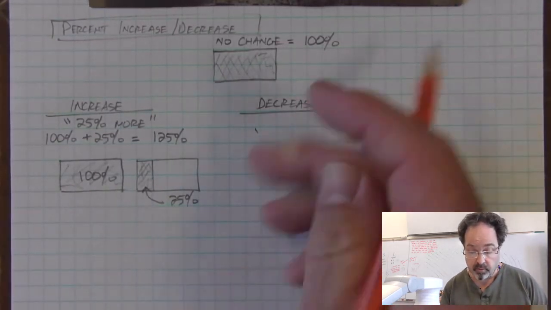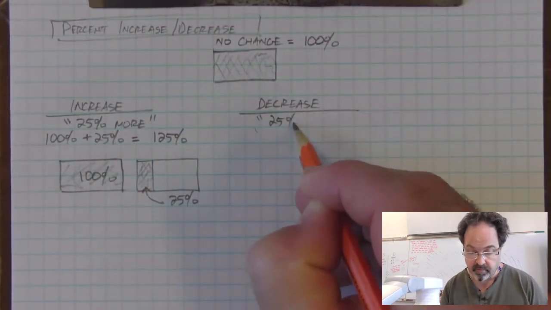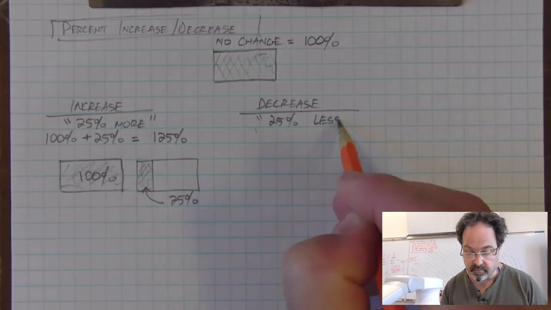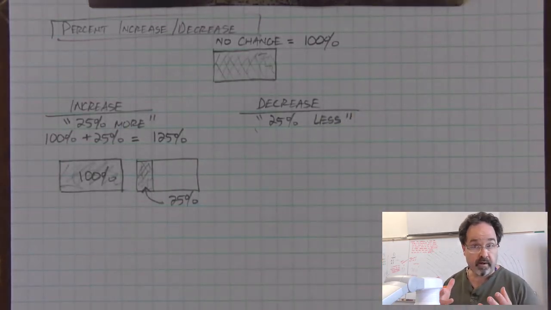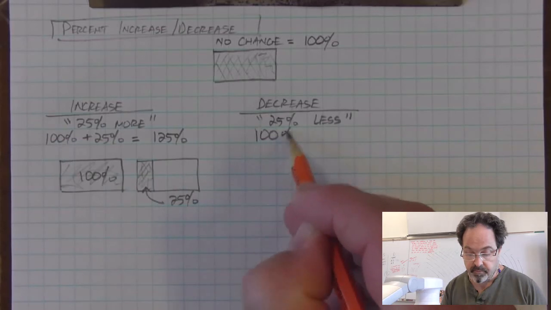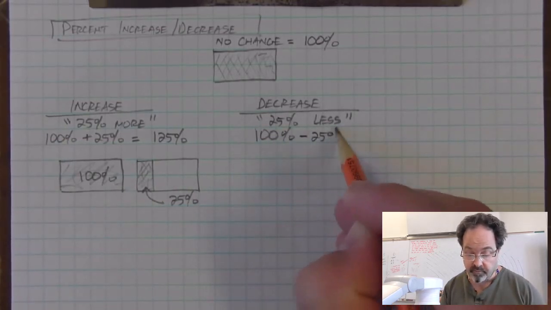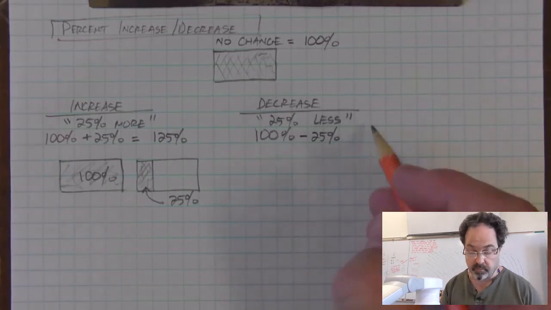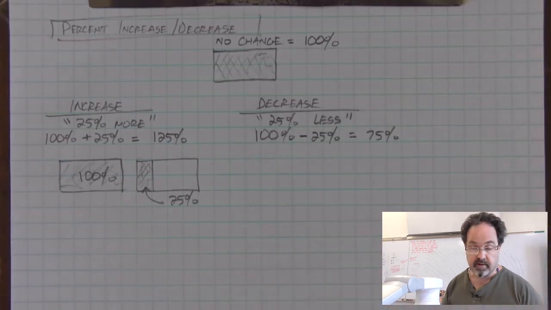We could call a decrease "25% less." 25% less means we have in our beginning the 100% that we start with. 25% less then would be subtracting 25% from what we started with. And what we're left with, in this case, is 75%. 100 minus 25.